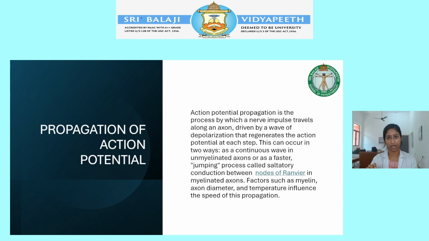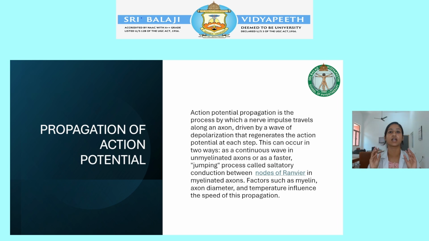So at that time, what will happen? The action potential has to be generated. This is a basic thing. You have to know, when the nerve impulses travel along the axons, there will be a depolarization of the wave, and at that time the action potential has to be generated. This will happen in either of two ways: one is with unmyelinated axons, another is with myelinated axons. In an unmyelinated axon it is a continuous wave. In a myelinated axon it is a jump from one node to another node.